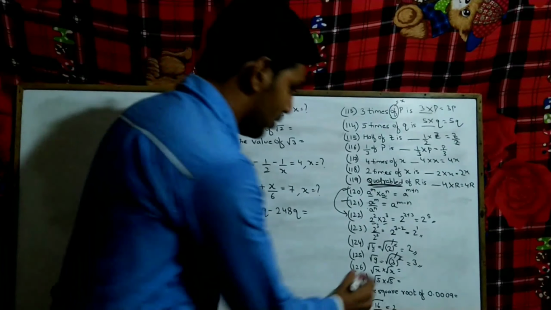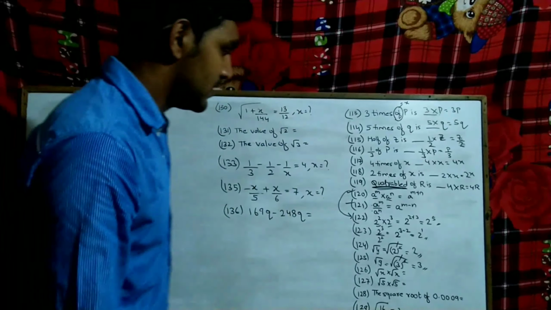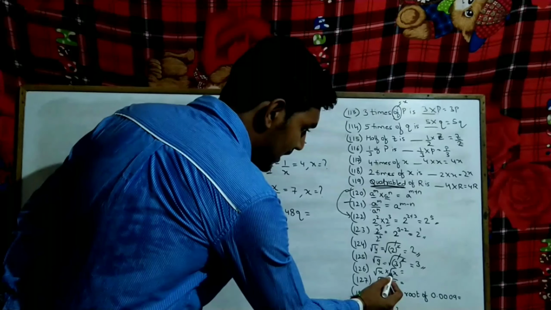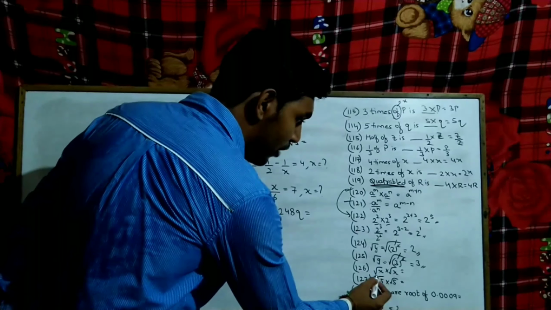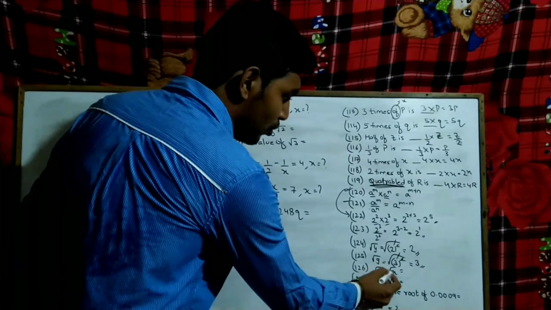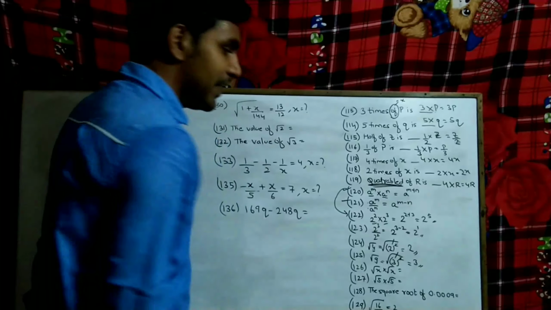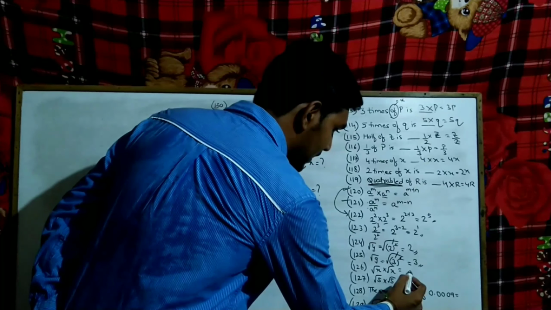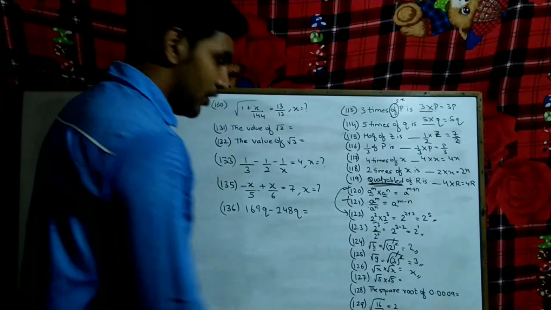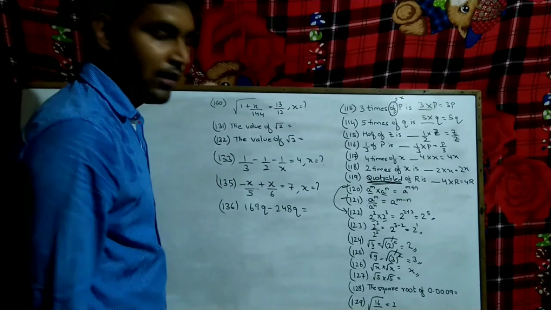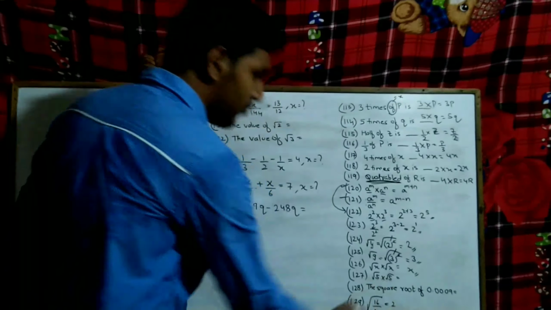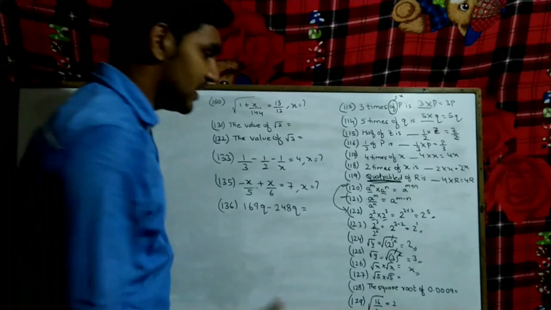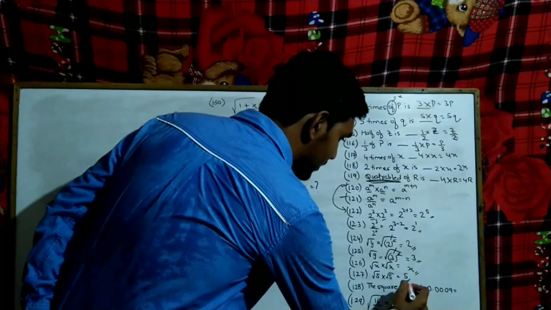Okay. Now root x into root x. See, if we multiply two numbers which have roots, then the root will be cancelled. Okay. So root x into root x, it comes x only. Root will be cancelled. Okay. For example, root 5 into root 5. So root will be cancelled. So only 5 is left.